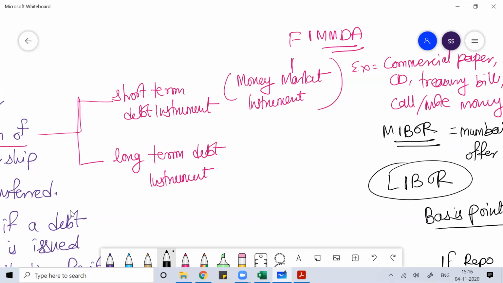But if a weaker institution borrows money from a stronger institution, definitely the stronger institution will give money to the weaker institution at a higher rate, because you can understand for the weaker institution the probability of default is high because the credit rating is less. So if the stronger institution gives money to the weaker institution, then the stronger institution is taking a risk. To compensate for the risk, the weaker institution has to give more interest to the stronger institution.